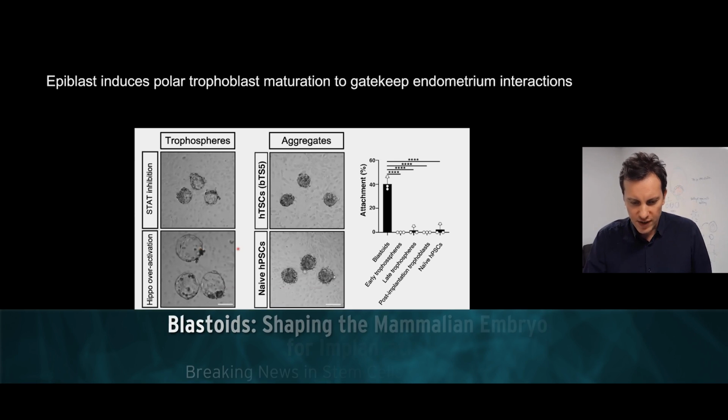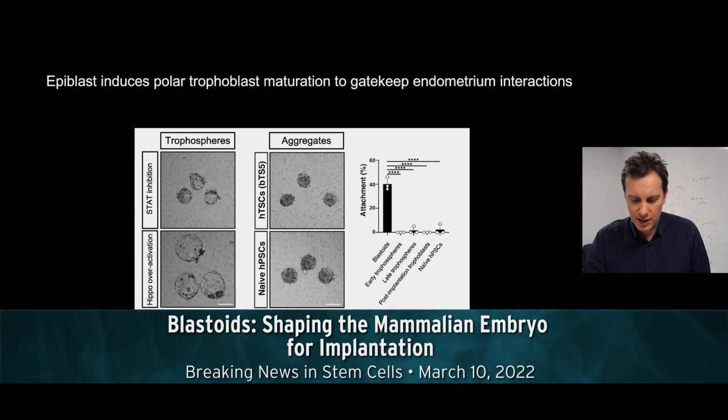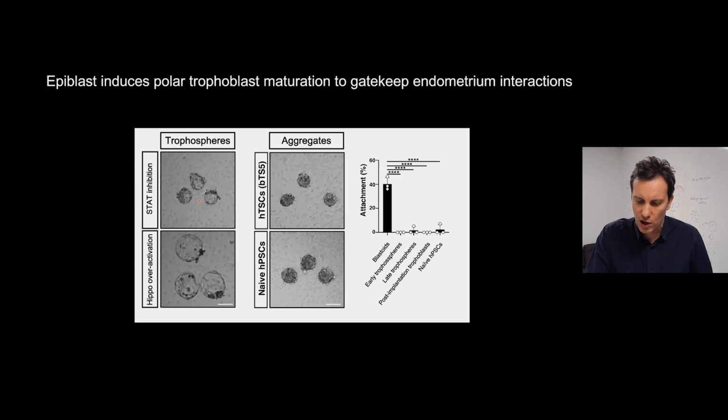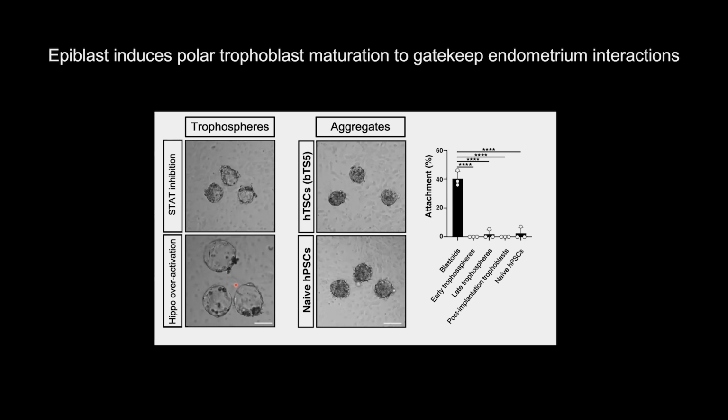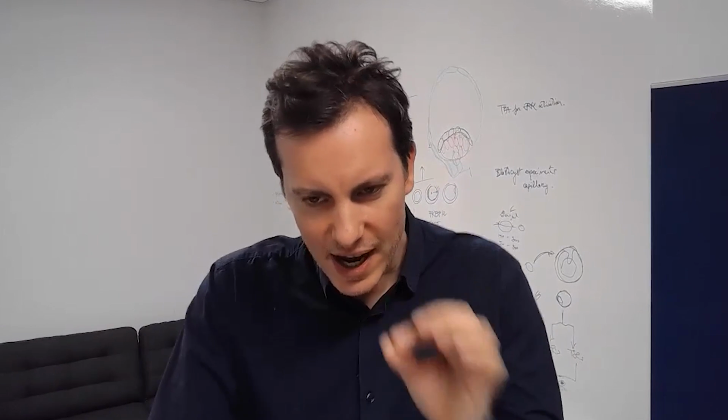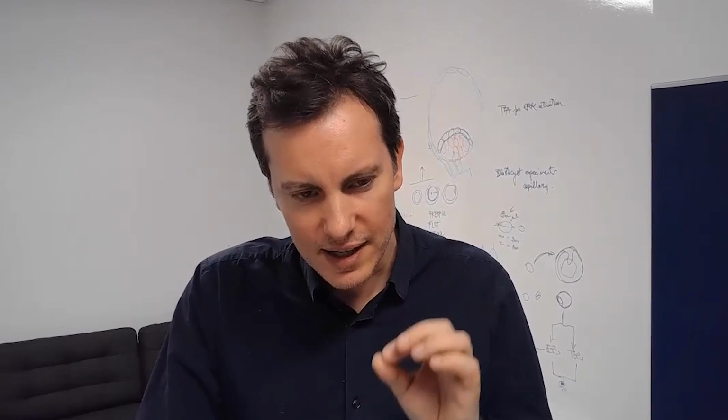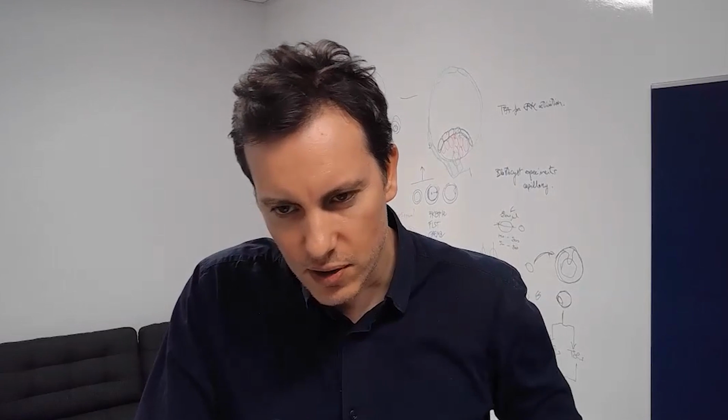And those trophospheres, we analyzed them by transcriptomics, and they are reflecting the early and the late stage blastocyst trophoblast. Accordingly to the hypothesis, those trophospheres are incapable of interacting with the hormonally stimulated endometrial cells. So this is fitting with this idea that those epiblasts are really inducing the local maturation.